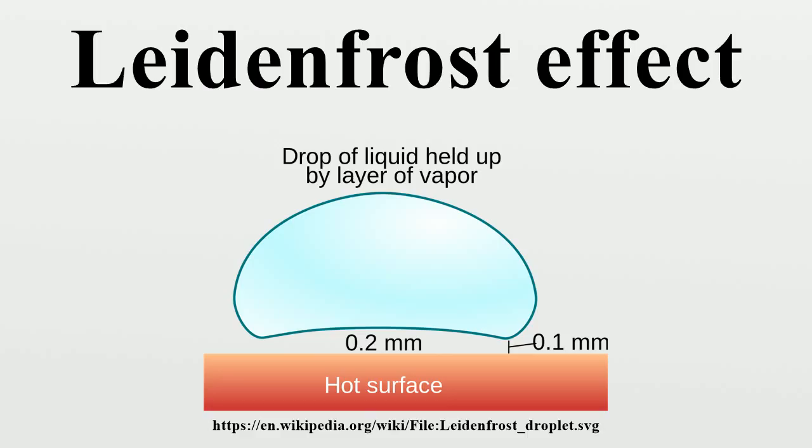Bromley has suggested the following equations for film boiling from the outer surface of horizontal tubes. The effective radiation coefficient can be expressed as follows, where epsilon is the emissivity of the solid and sigma is the Stefan-Boltzmann constant. The pressure field in a Leidenfrost droplet.